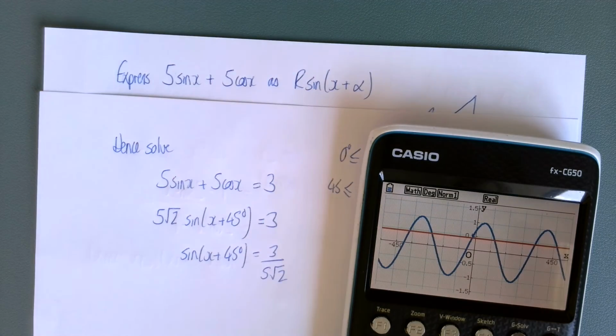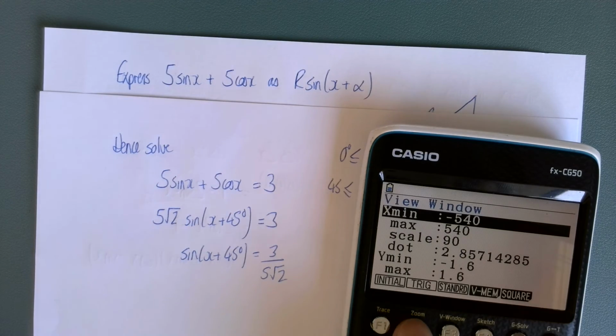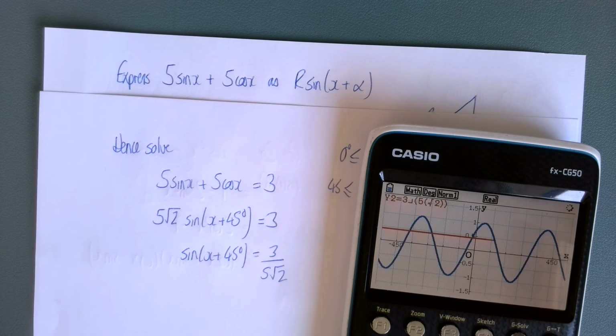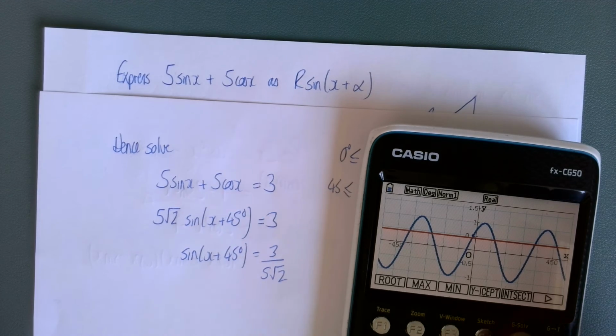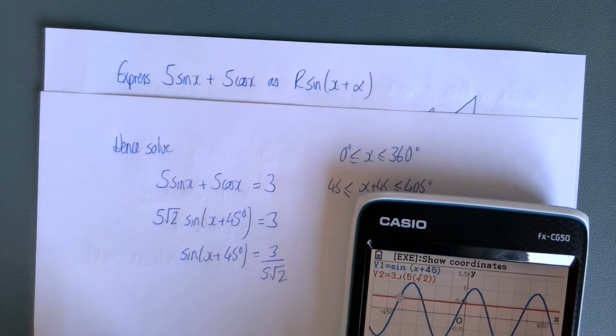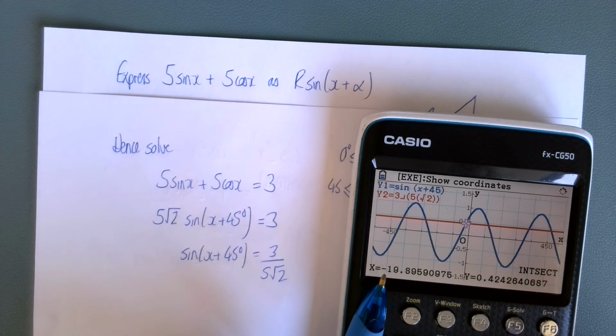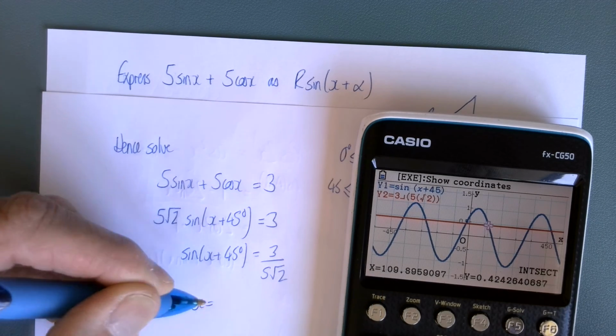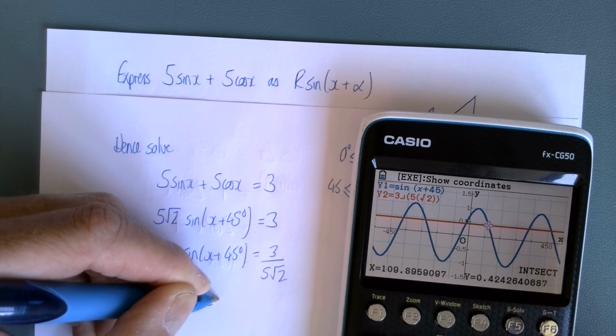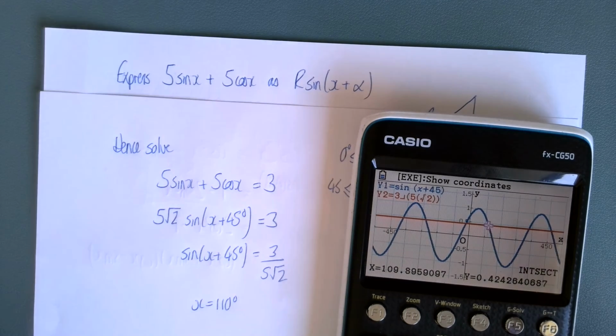I'm going to draw that. Now I was already in a sensible set of axes for trig. If you're not, don't forget V-Window, and the trig button here gives you a nice sensible set. So my solutions are where the two lines intersect, where that equals that. So I can use G-Solve and look for intersections. And remember, I'm looking for intersections between 0 and 360. 109.8, so I guess that's 110 if we're working to 3 sig figs.